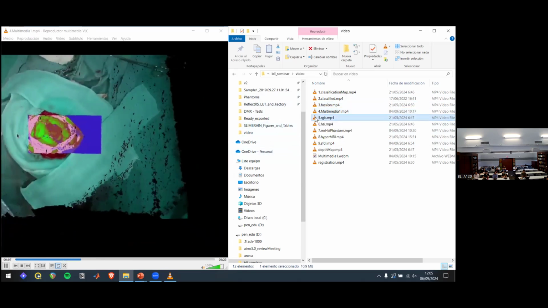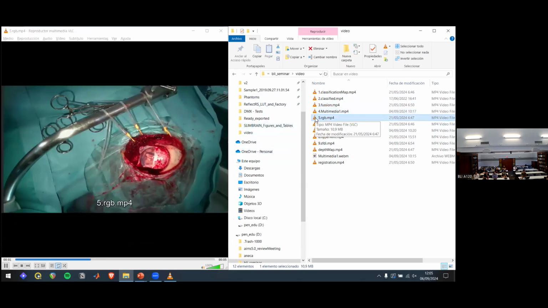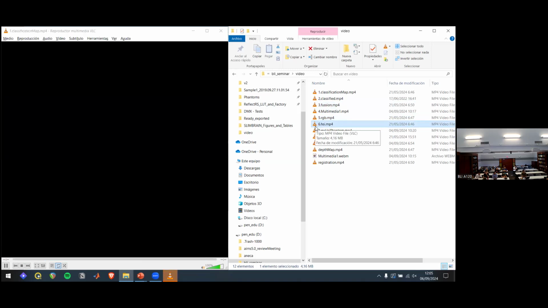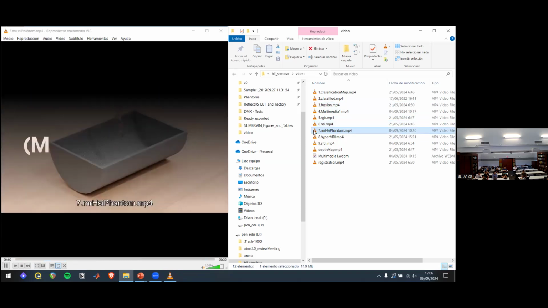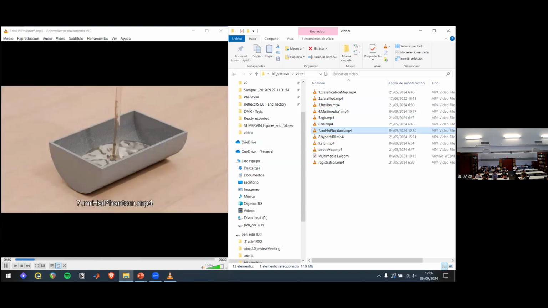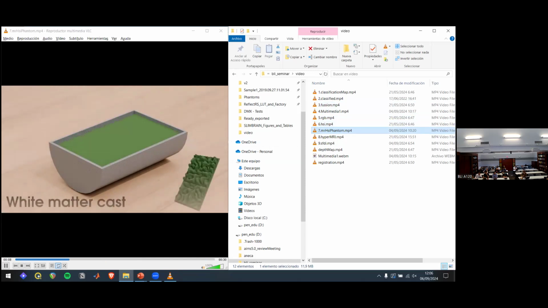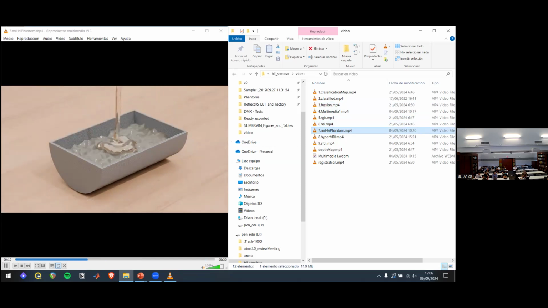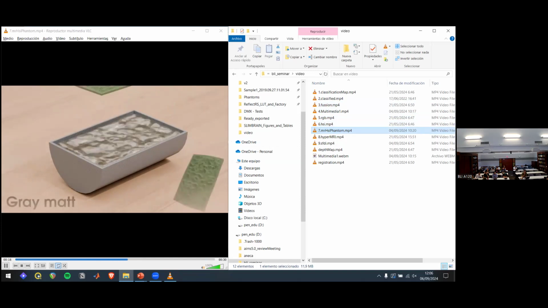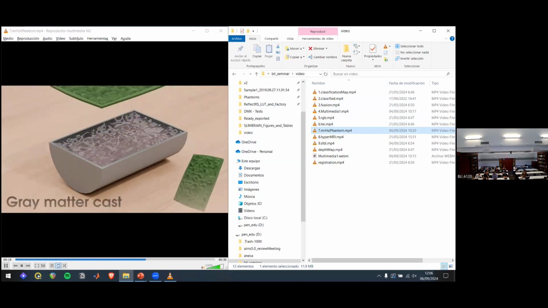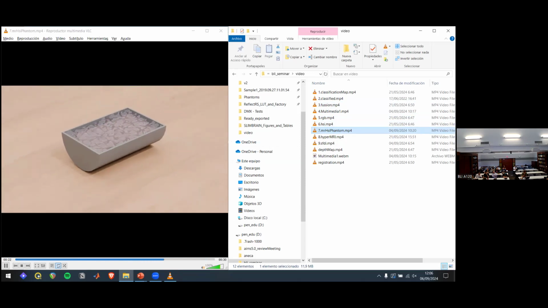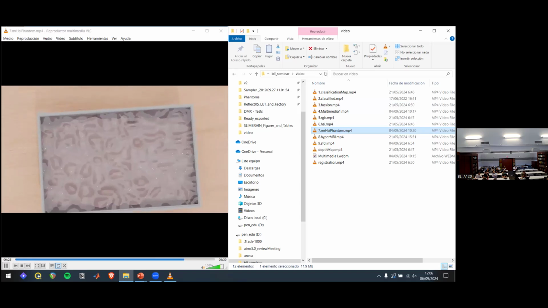This is the RGB video we get. This is how the hyperspectral information looks. Here, what we have are the phantoms we are building for the registration of the hyperspectral images and the magnetic resonance. We use a material, we create the white matter, we create the gray matter, and we use those phantoms and the magnetic resonance in conjunction with the hyperspectral cameras.